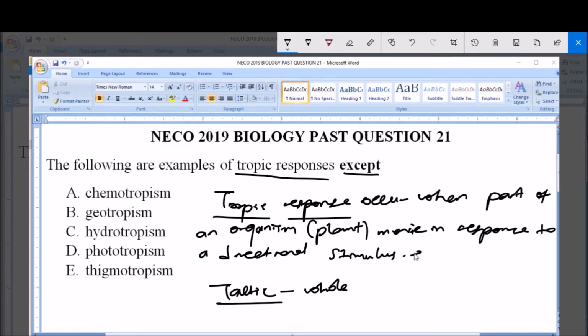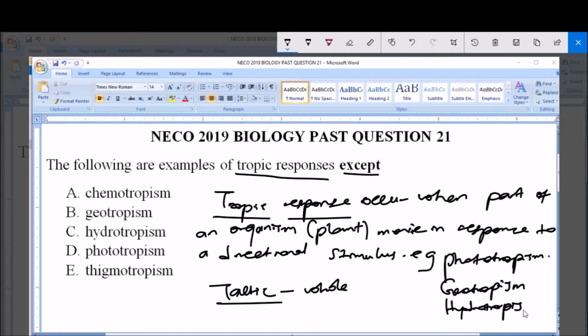Now, examples of this tropic response include phototropism, whereby the part of a plant, like the shoots of a plant, responds to light. It moves in the direction of the light. That's phototropism. Another example is geotropism. Also, the shoot of plants responds to gravity. That's geotropism. Those are parts of the plant, not the whole plant. Also, hydrotropism, as you can see in the roots of plants. Roots of plants move in the direction of water.